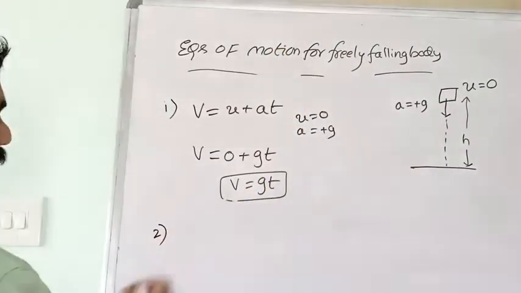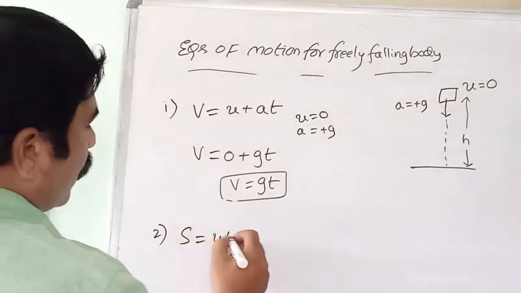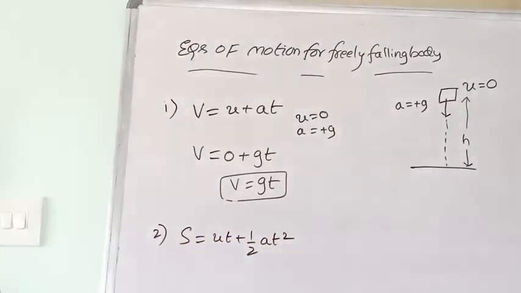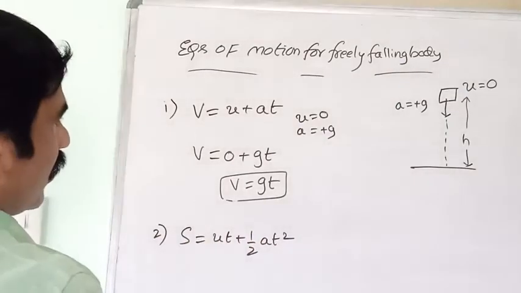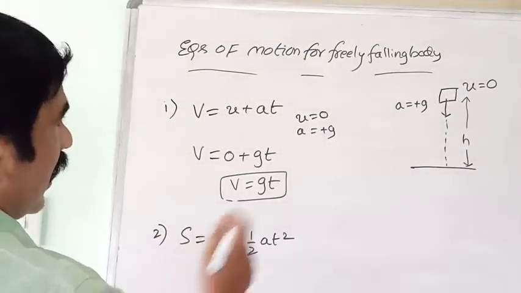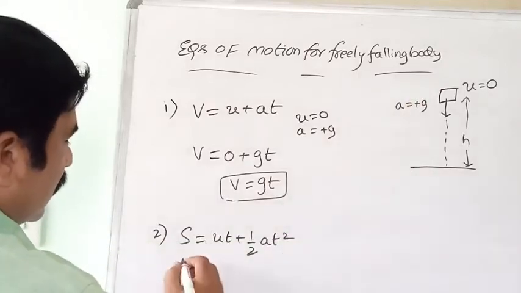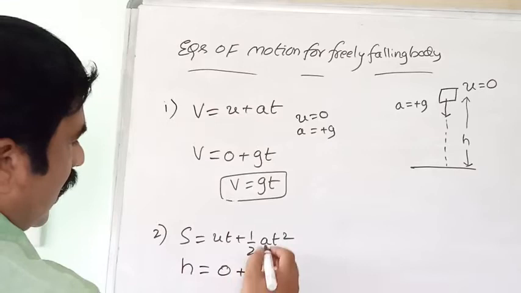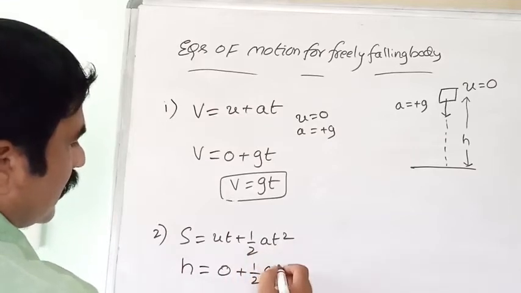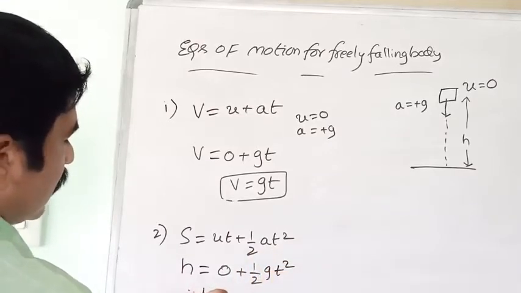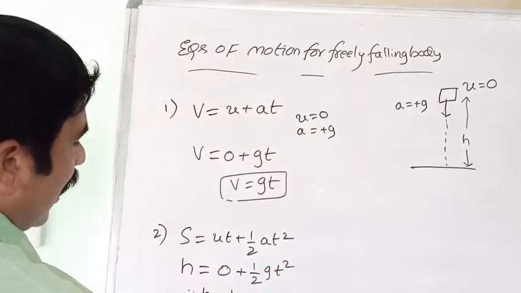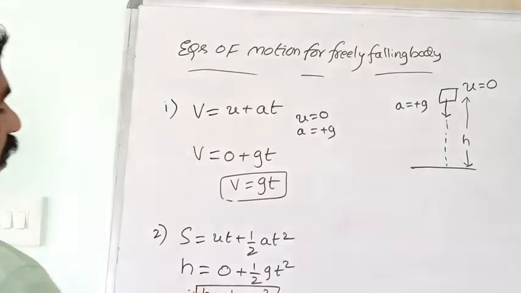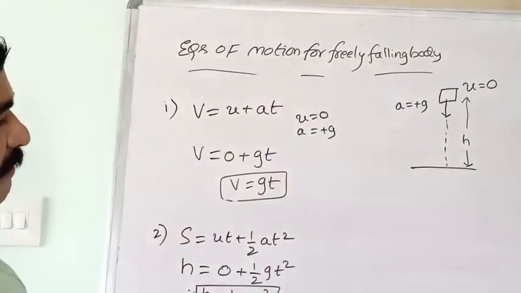Second equation, s = ut + ½at². In this also substitute u = 0, a = +g and height is h. Therefore it becomes h = 0 + ½ × g × t², so h = ½gt² is the second equation of motion for freely falling body.